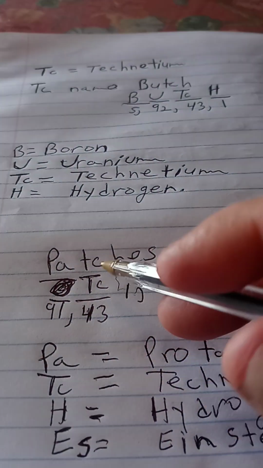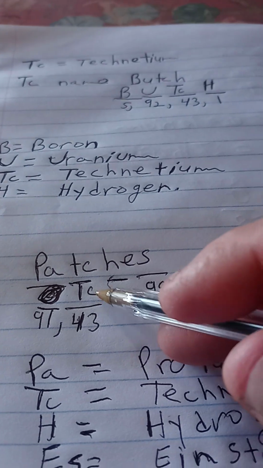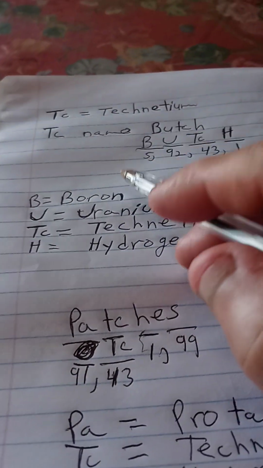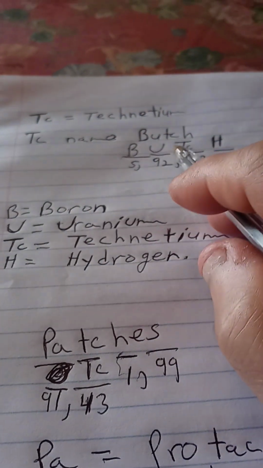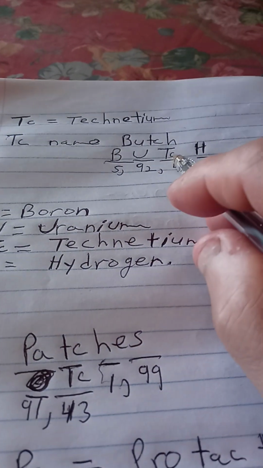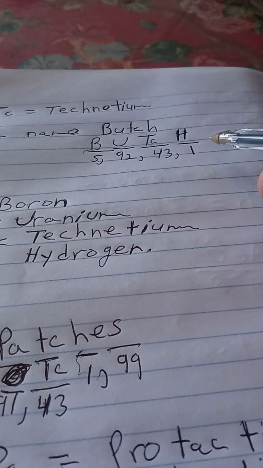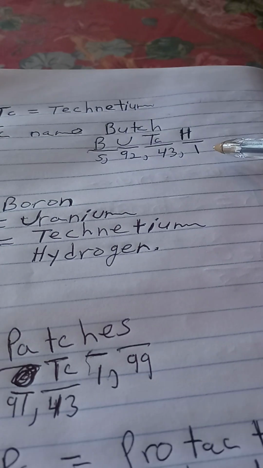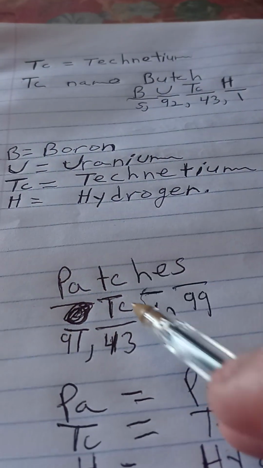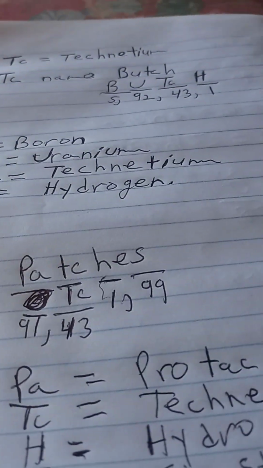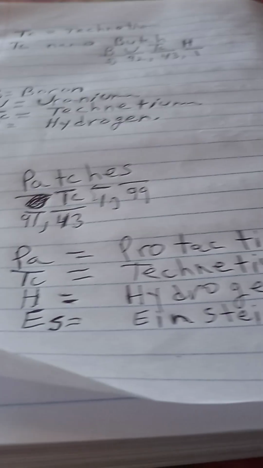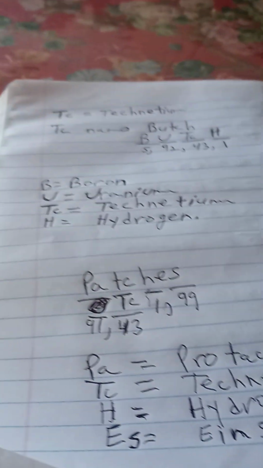And then you got Patches. You got the capital T and a small c for technetium. And you have it here for Butch. You see here? Capital T, small c. You also got the H, again, for hydrogen, which is 1. Here, hydrogen, which is 1. Okay? And then you have the capital T and a small c for technetium.